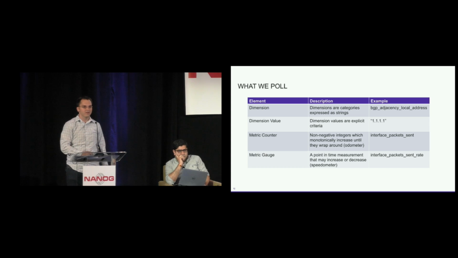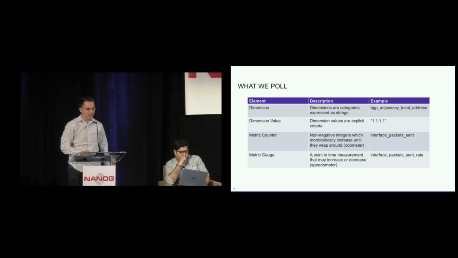So Panoptes polls dimensions, counters, and gauges. A dimension is a category expressed as a string. In this example, the dimension is the local address of a BGP adjacency, and the value is the string 1.1.1.1. A counter is a non-negative integer that increases monotonically. An example counter is the number of packets sent by an interface. You can also think of the counter like the odometer in your car.